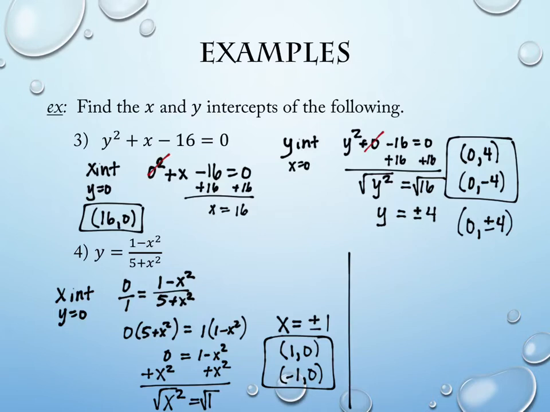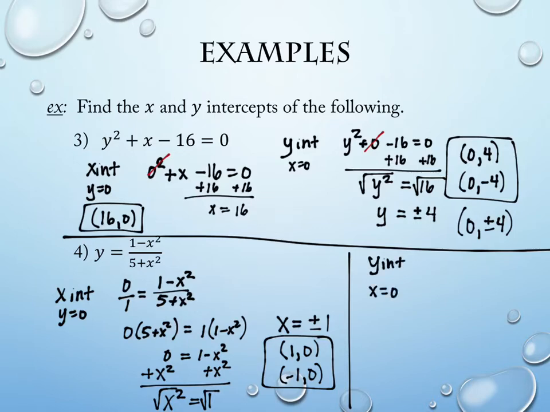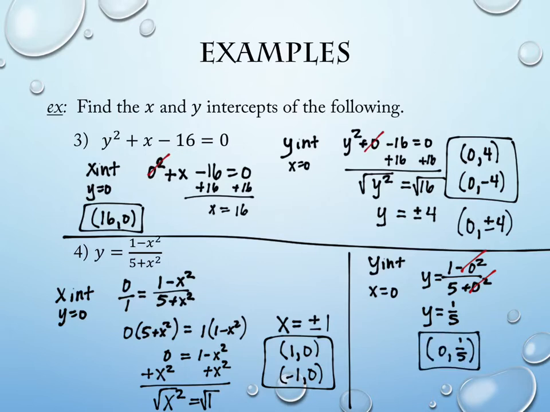All right, so now I have to do my y-intercepts. So my y-intercept is when x is equal to 0. So I have 1 minus 0 squared over 5 plus 0 squared. So these zeros are both gone. What is y? 1/5. So what is my y-intercept? 0, 1/5. 0, 1/5. Okay, all good?